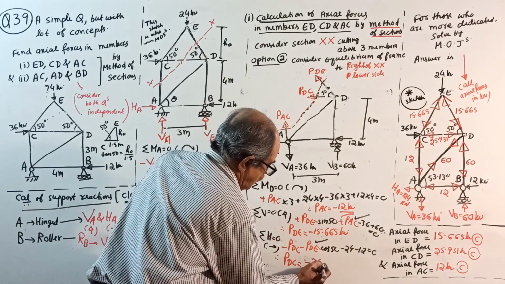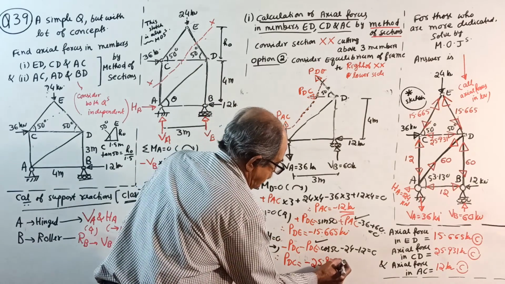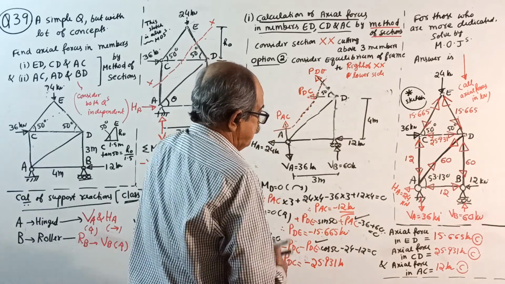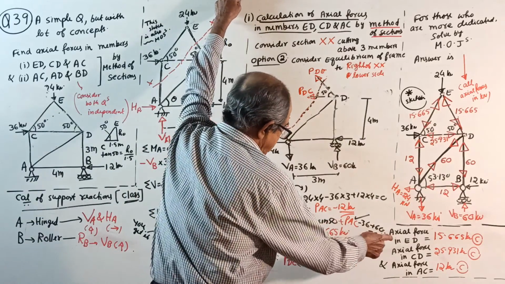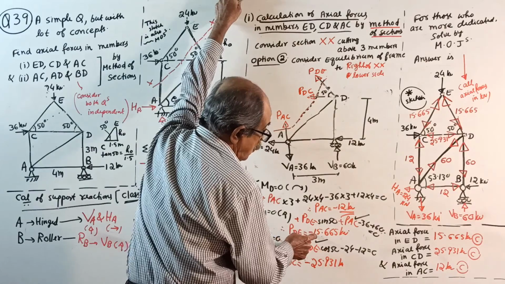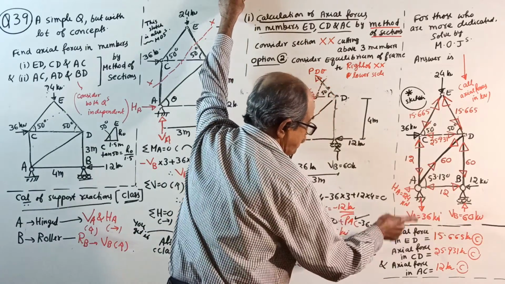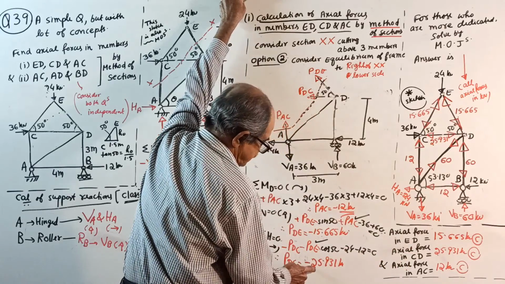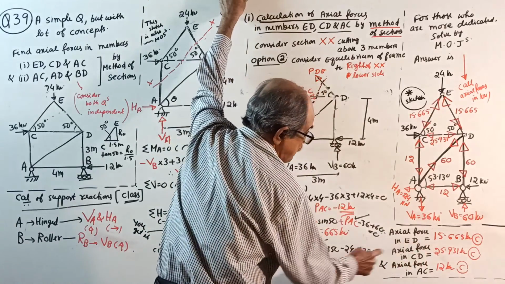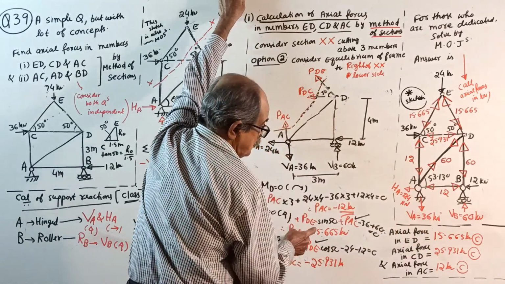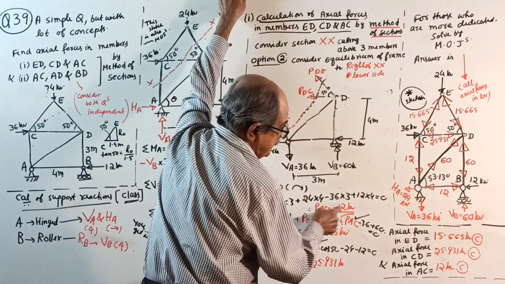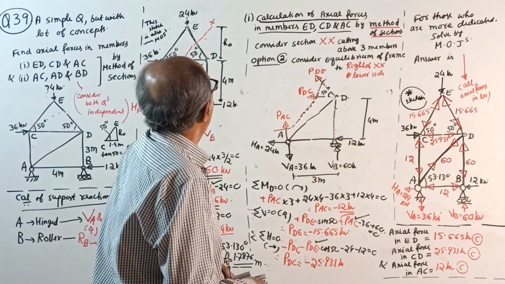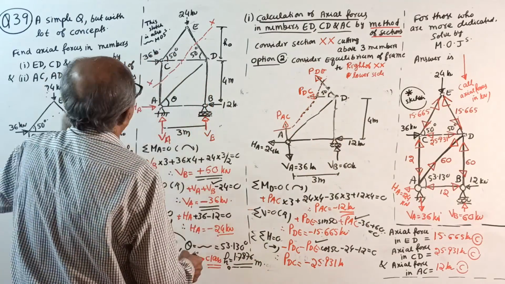Minus 25.931 kilonewton. Therefore, write the answer. Force in ED. ED is here, D. Same answer, right, once again. Force in CD, yes, minus means compression. Force in AC, minus means compression. Perfectly correct. Okay, now question number 1 is over.